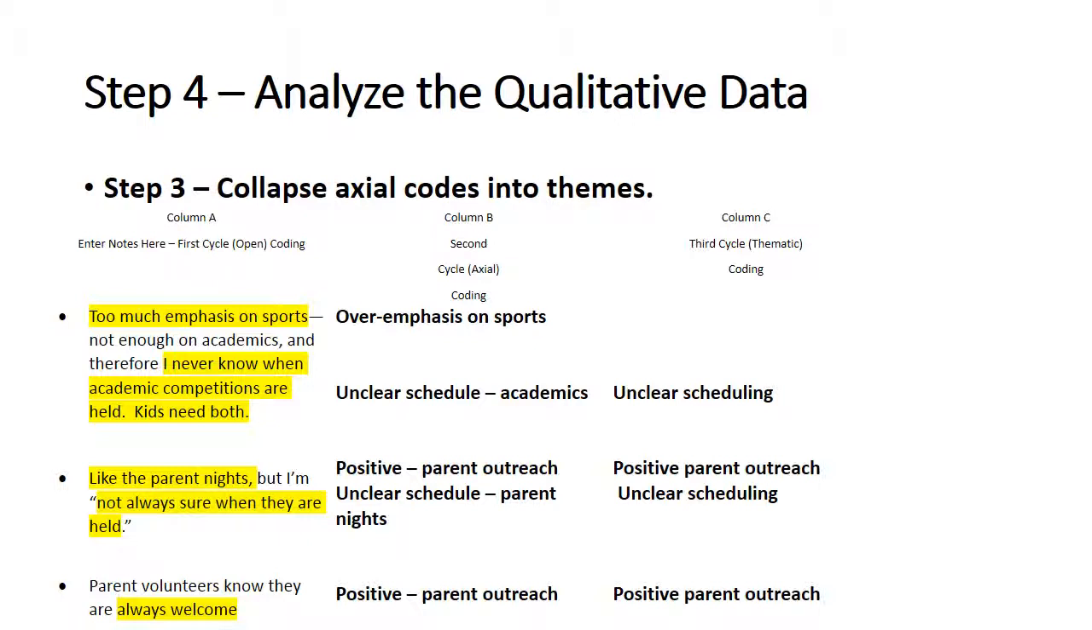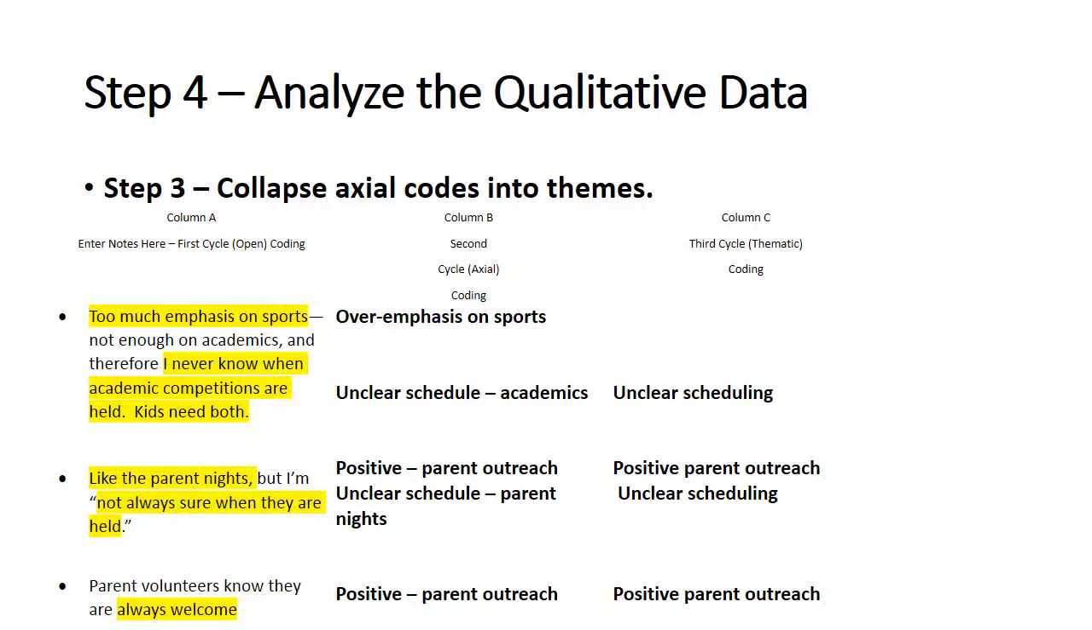Step 3 is to take those column B codes, which, by the way, I forgot to mention, are called axial codes. So let's be clear. In column A, you had open codes. In column B, you had axial codes. Sometimes people call them first cycle and second cycle codes.